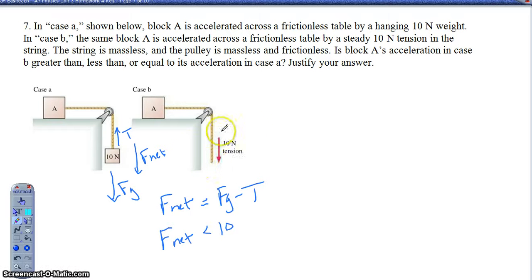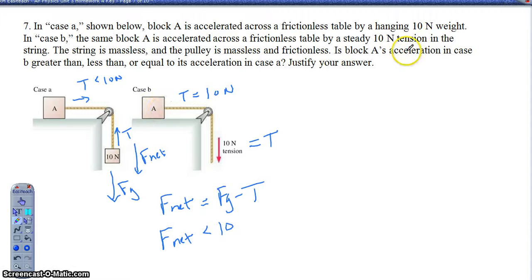Because I'm taking 10 newtons minus something. Whereas over here, I'm not looking at my net force, I'm simply applying a constant force of 10 newtons to that rope. So in this case, I'm saying the tension is 10 newtons, and that tension is exerted all the way through. So in the first instance up here, the tension would be something that is less than 10 newtons, whereas in my second diagram, the tension would be 10 newtons exactly, right? And so what that tells me then is case B is going to have a higher acceleration.